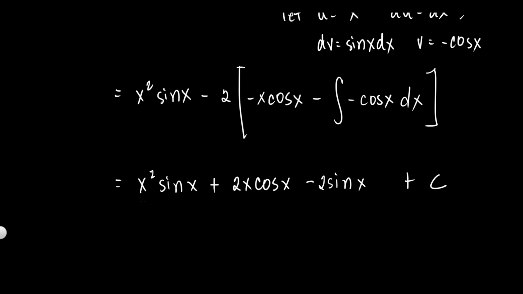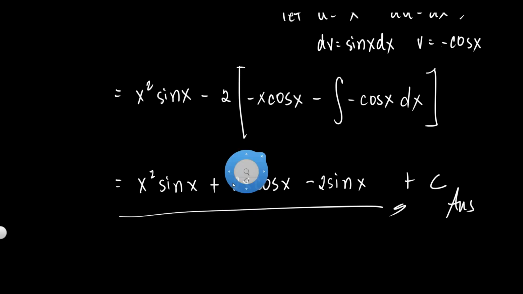Yes? So, this is our final answer. Final answer. So, okay with this? So, minus became positive. Positive times a negative. Then, integral of cosine is positive sine. So, negative 2 sine x. So, that is the final answer. Okay? So, one more.